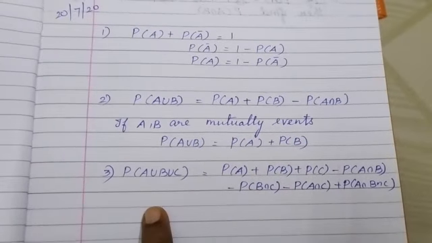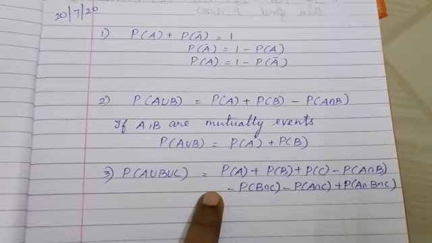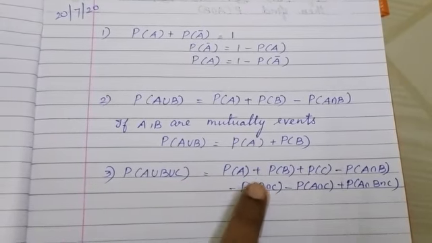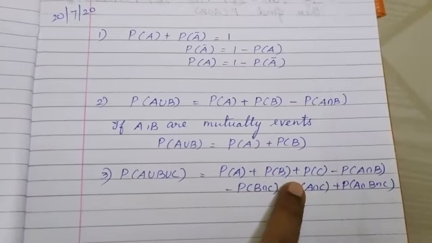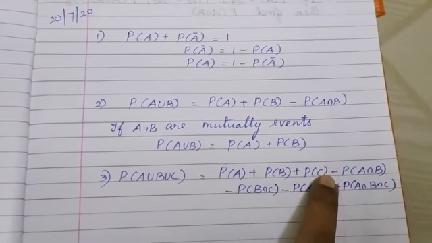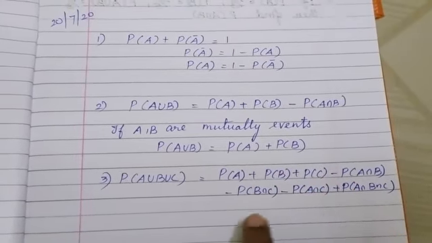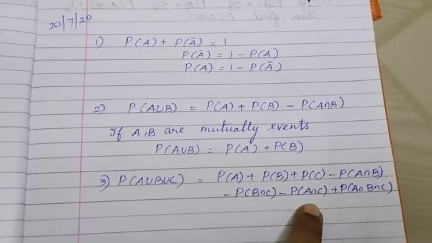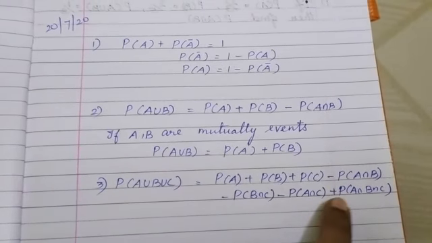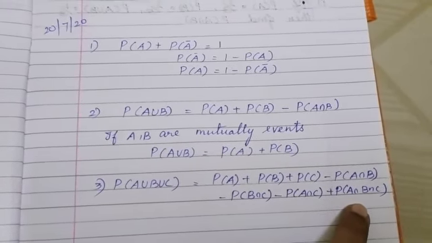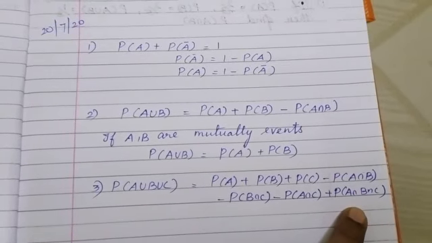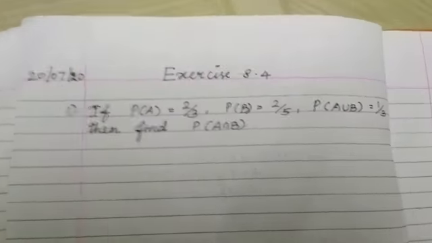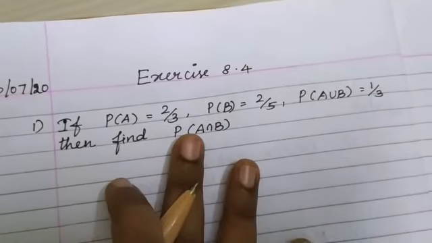Next, P of A union B union C equal to P of A plus P of B plus P of C minus P of A intersection B minus P of B intersection C minus P of A intersection C plus P of A intersection B intersection C. Okay, next, now let us see exercise 8.4 first sum.